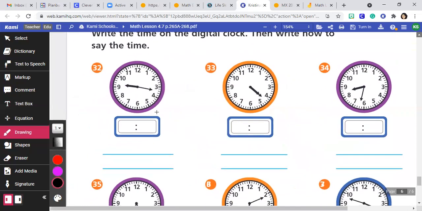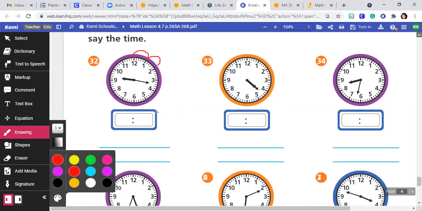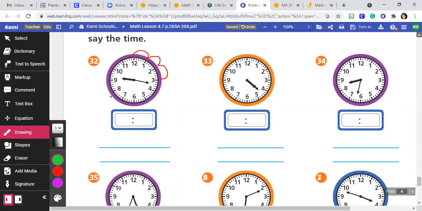Let's look at 32. Well, I'm going to do in red my 5s. So how many minutes past the hour are we? 5, 10, 15 minutes past the hour. But we didn't stop there. Now we kept going.